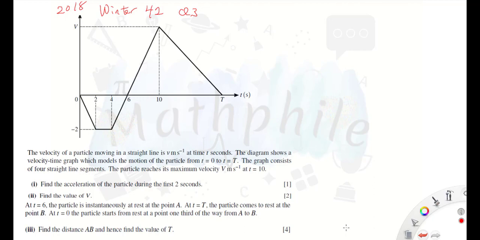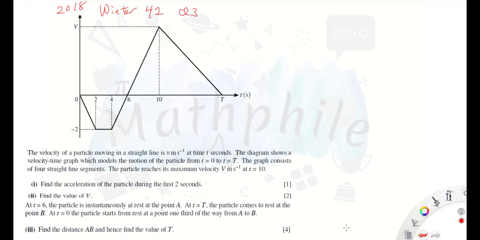Find the value of v at t equal to 6. The particle is instantaneously at rest at the point A. At t equal to capital T, the particle comes to rest at the point B. At t equal to 0, the particle starts from rest at a point 1/3 of the way from A to B. Find the distance of AB, hence find the value of T. Do you have any idea as to how you're going to do this?